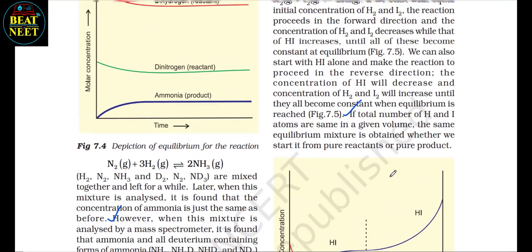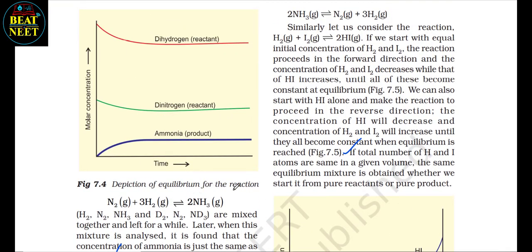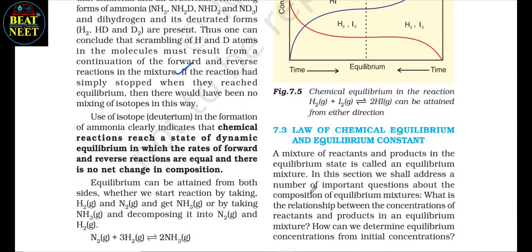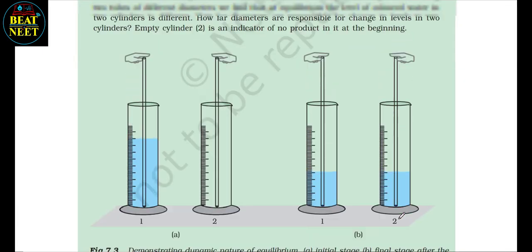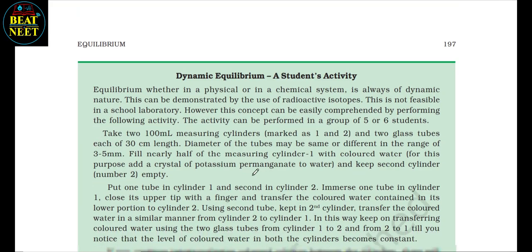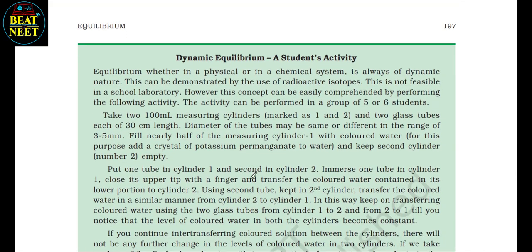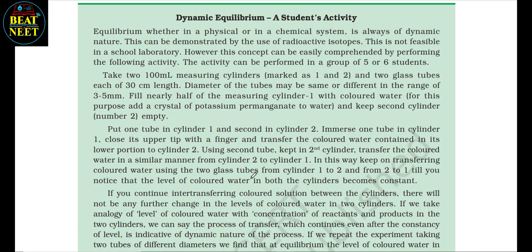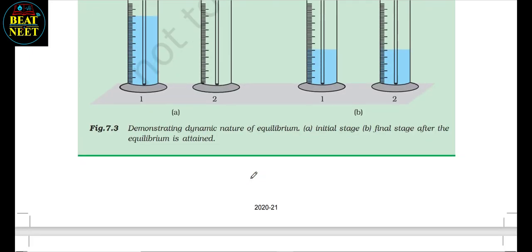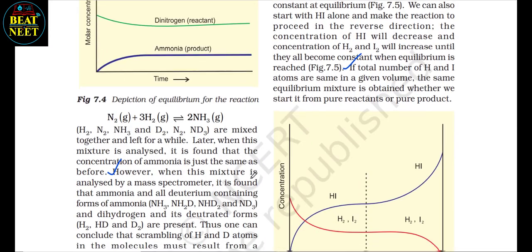You can see figure 7.4 here, that is a depiction of equilibrium for the reaction. And this is figure 7.5, that is chemical equilibrium in the reaction H2 plus I2 gives 2HI, which can be attained from either direction. We have one separate paragraph, that is the dynamic equilibrium, and that is a student activity. You can see here, that is figure 7.3.